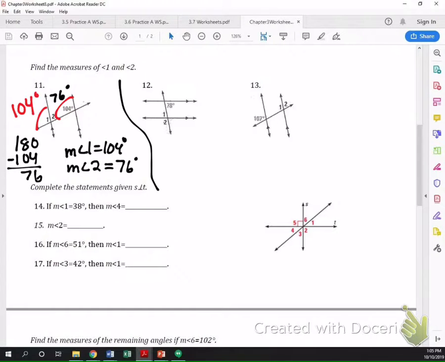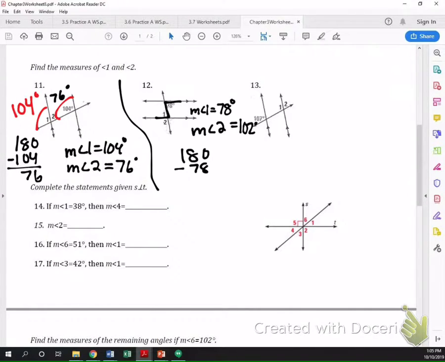All right, same thing here. These are alternate interiors. So the measure of angle 1 is still going to be 78. Now we have these two, which are a linear pair. So I do what? 180 minus. Good. It's going to be 132. So it'd be what? 102? Yeah. Good.